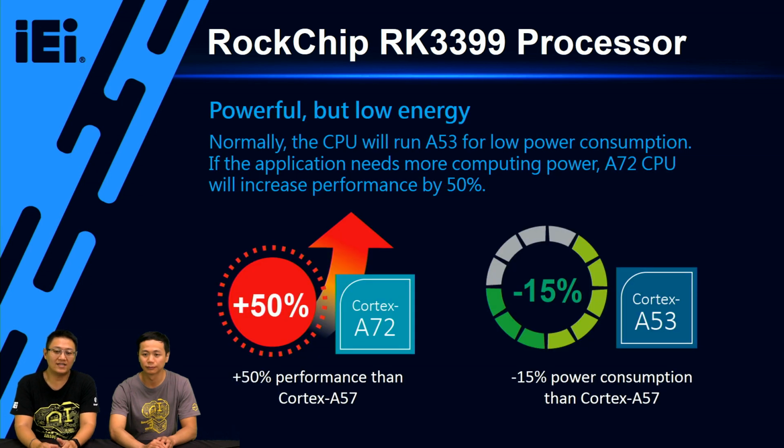This slide is about why 6 cores are required. Using 4 A53 cores when low computing power is good enough. Using 2 A72 cores where high computing power is needed. It can provide better power consumption and keep the performance.